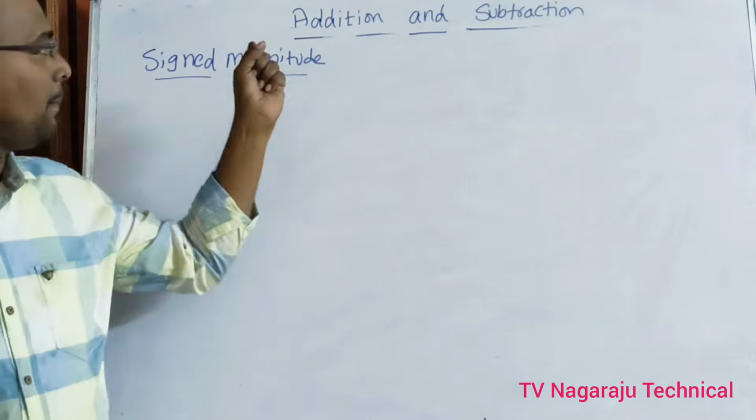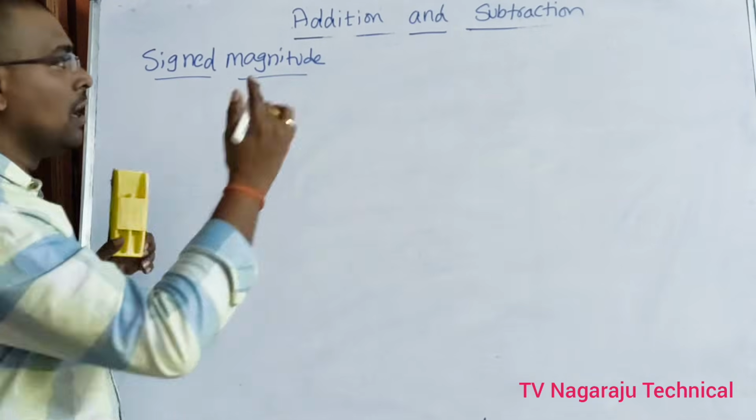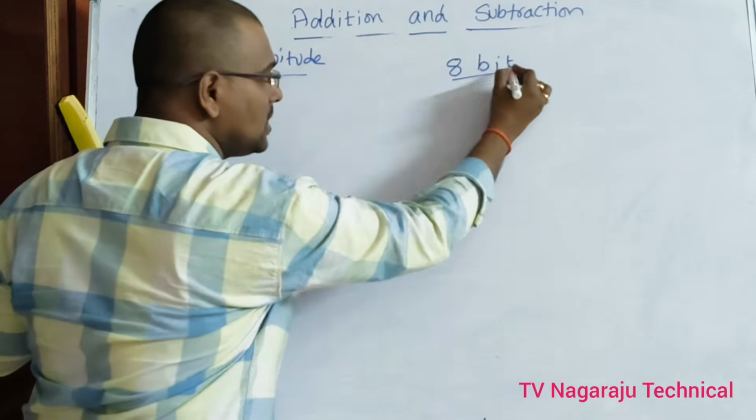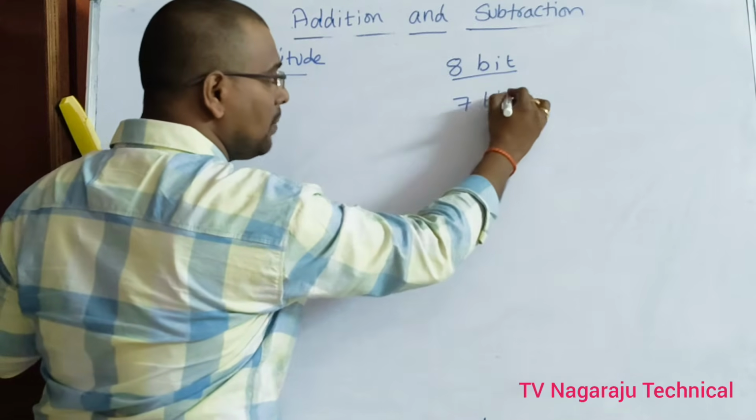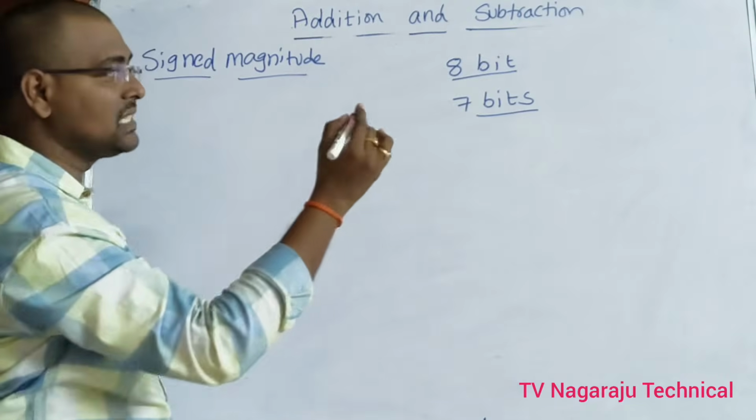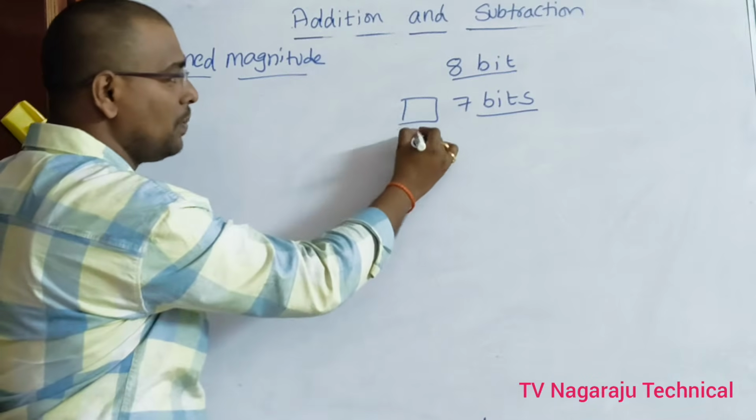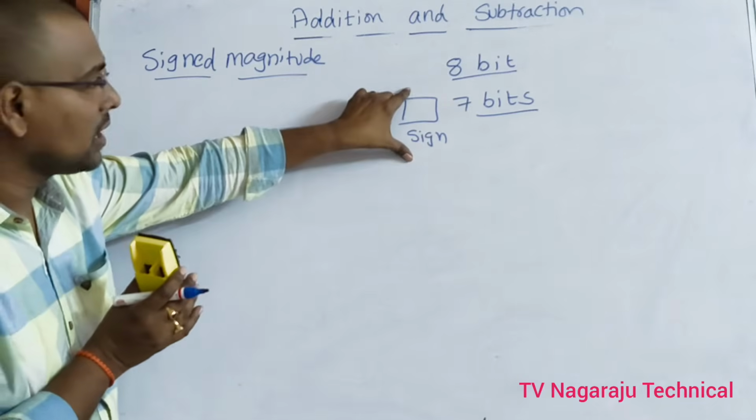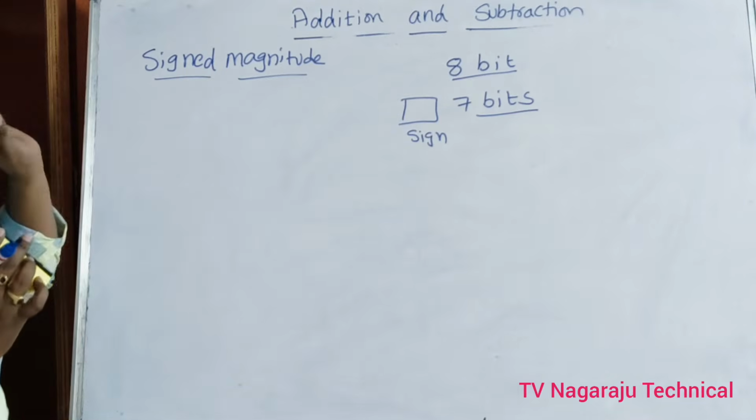We already know the representation of signed magnitude. For example, if the number is of 8 bits, within these 8 bits, the last 7 bits are used to represent the magnitude and the first bit is used to represent the sign of the number. This is the general representation of signed magnitude.